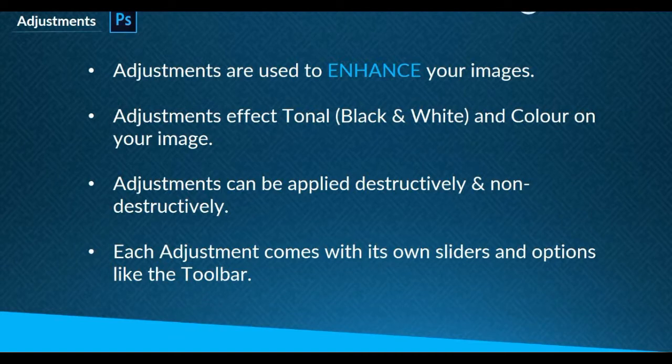Now, each adjustment comes with its own sliders and options like the tools that we've used in our previous lesson. So there's a lot we can do with every individual adjustment. There's about 26 different types, I think, at this stage. That might be blend modes. But there's a lot of different adjustments that do a lot of different things for us. Now, for anyone who's dealt with adjustments before, are you more interested in the tonal side of things, or are you more interested in the color adjustments?